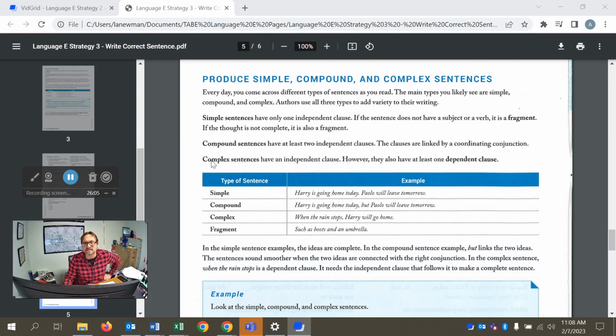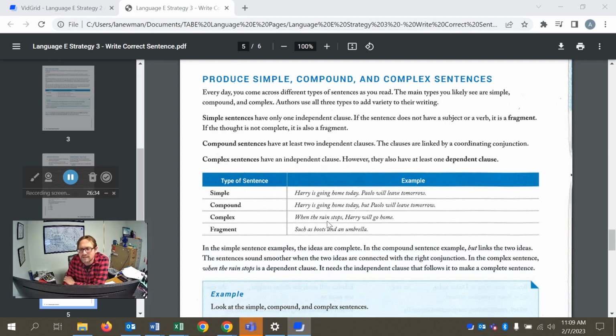Okay, complex sentences are a little bit different. They're going to have one independent clause, kind of like these simple sentences, but they're also going to have a dependent or subordinate clause, one that cannot stand alone, but still has a subject-verb relationship. So check out this example of a complex sentence. When the rain stops, that's actually our dependent clause.